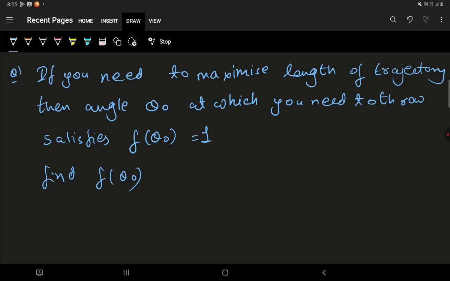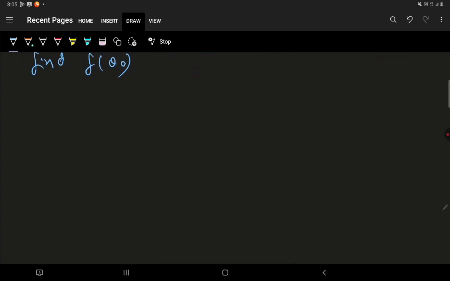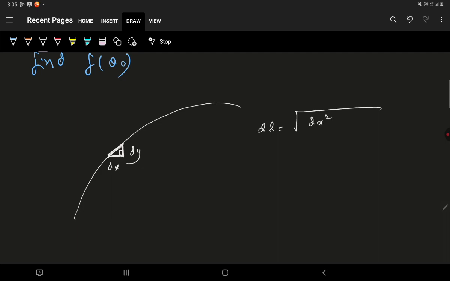The question basically says you have to maximize the length of the trajectories. The first question that will come to your mind is how to write the length of the trajectories. Then one thing you must know: suppose you have a curve y equals f of x, and you consider a differential element. You can assume this to be a differential right triangle where this is dx, this is dy. Then you can write that the length, that is dl, will be under root dx square plus dy square.